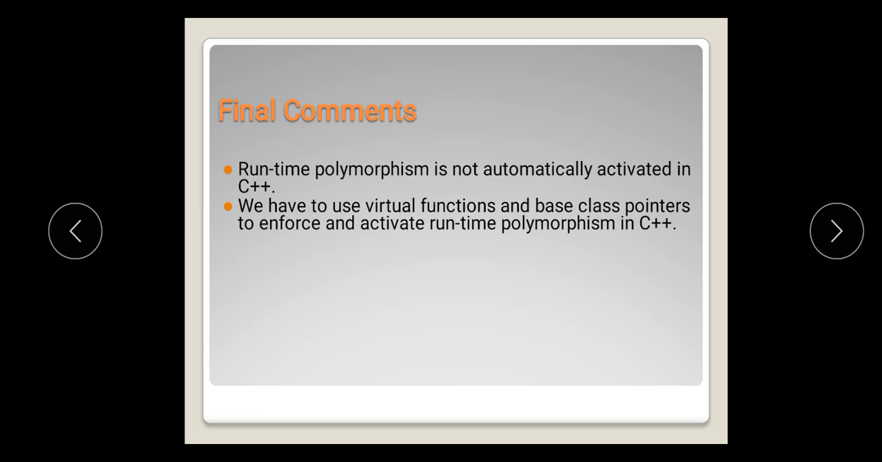polymorphism. And finally, we come to the final comments: runtime polymorphism is not automatically activated in C++. We have to use virtual functions and a base class pointer to enforce and activate runtime polymorphism in C++. That means if we want to achieve the concept of runtime polymorphism in C++, we need to take the help of virtual functions as well as the base class pointer.